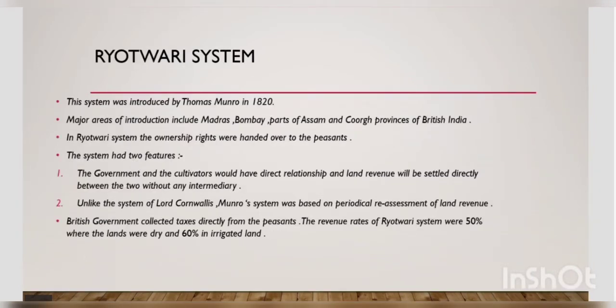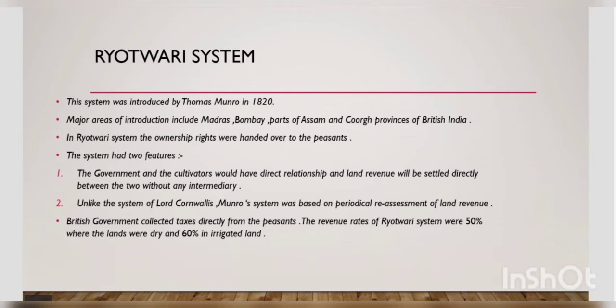Rayotwari system. The system was introduced by Thomas Munro in 1820. Major areas of the system include Madras, Bombay, parts of Assam and Coorg, provinces of British India. In this system, the ownership rights were handed over to the peasants, and the system had two main features.